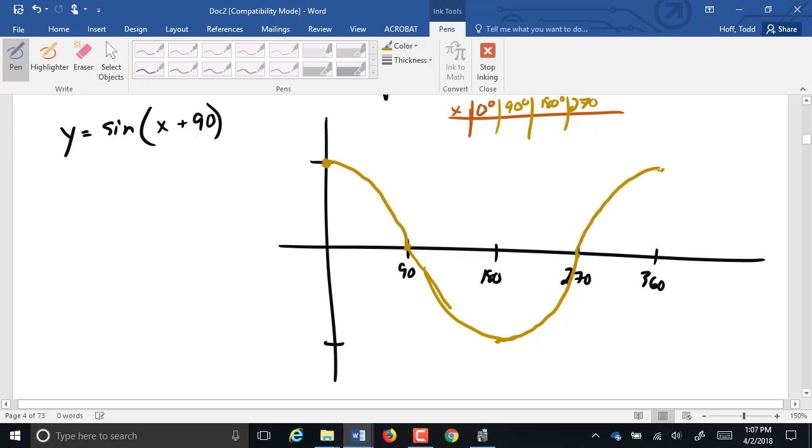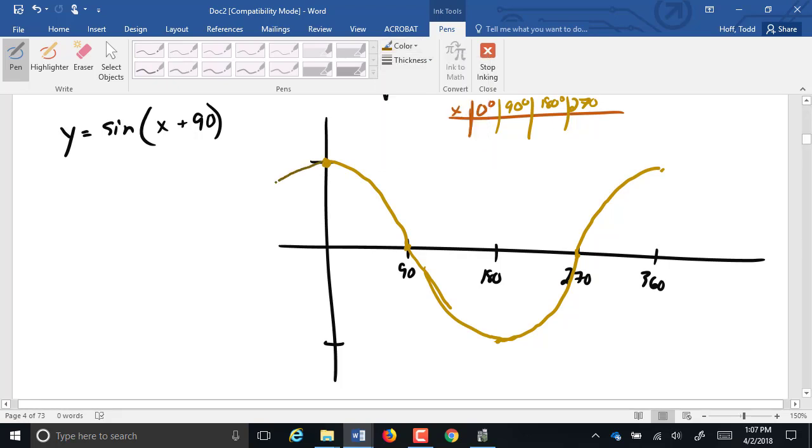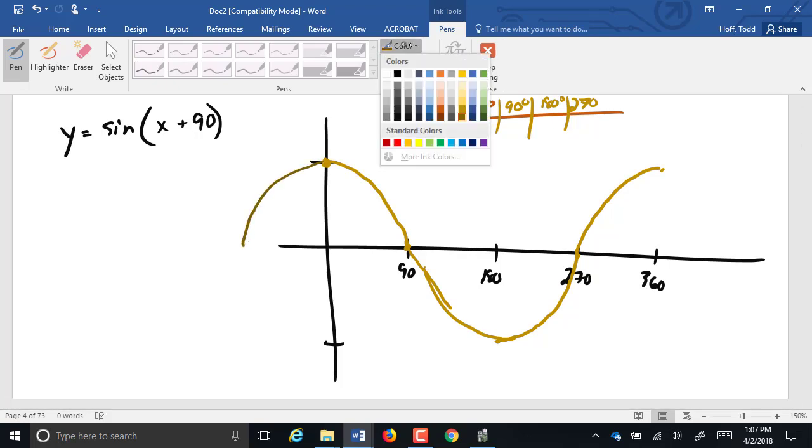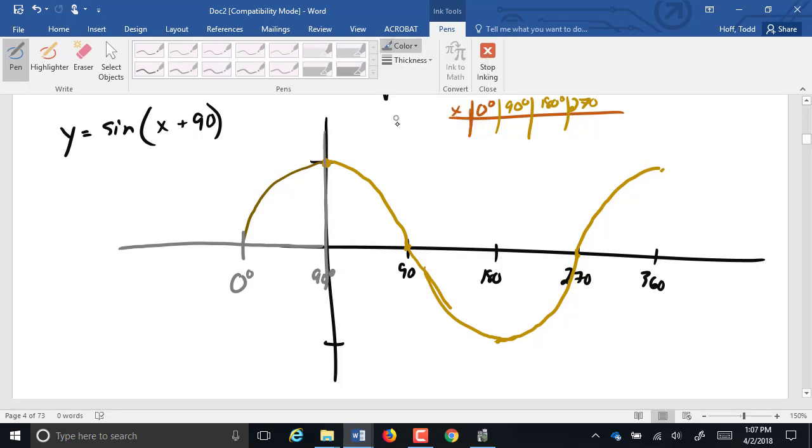So you can see basically what's happened here. If we look backwards, going that way, this is really the 0 point of our wave, right? We ended up tapping into the wave starting at 90 degrees and using 90 degrees as the 0 point. All we've really done is shifted our wave 90 degrees to the left.